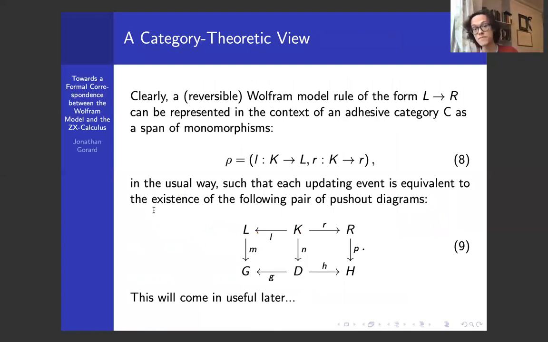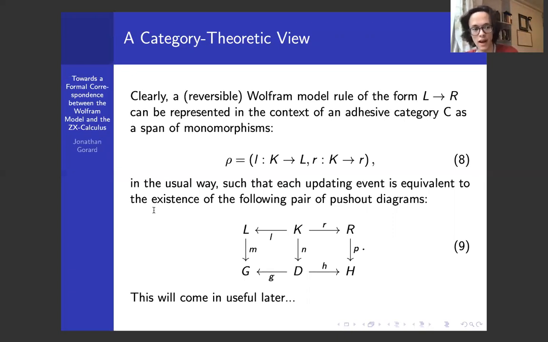Okay, so how might this start to relate to things like categorical QM and the ZX calculus? Well, as is probably quite obvious to those of you who know about CQM, it's quite straightforward to represent one of these Wolfram model rules, one of these hypergraph substitution or set substitution rules, as a span of monomorphisms in some adhesive category.